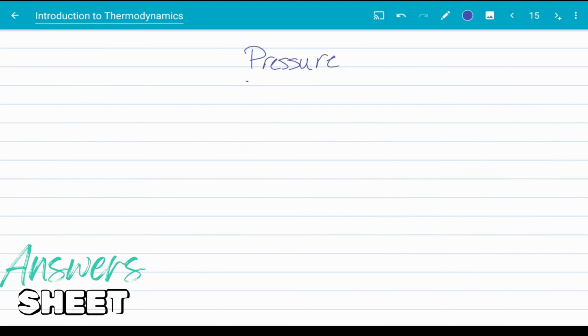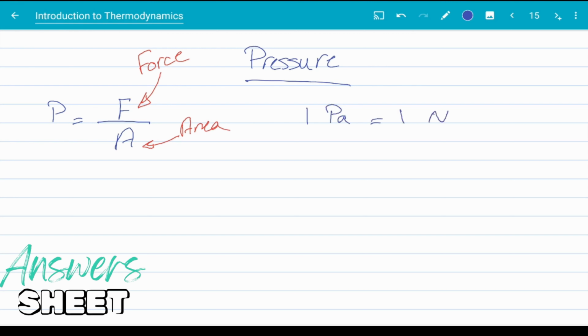Now, finally, we are going to talk about pressure. Pressure is defined as force per unit area, and in SI units is measured in pascals. 1 pascal is 1 Newton per square meter. There are 2 more units that represent pressure in SI. They are bar and atmosphere.